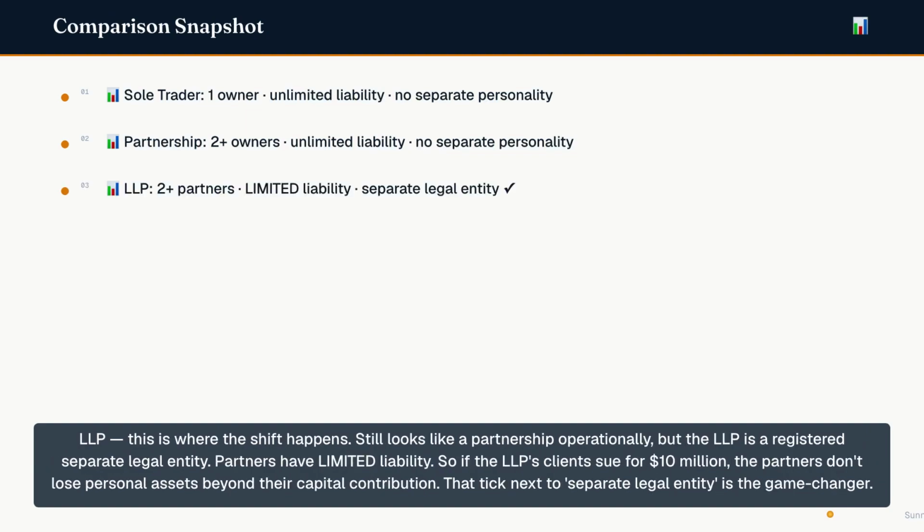LLP, this is where the shift happens. Still looks like a partnership operationally, but the LLP is a registered separate legal entity. Partners have limited liability. So if the LLP's clients sue for $10 million, the partners don't lose personal assets beyond their capital contribution. That tick next to separate legal entity is the game changer.